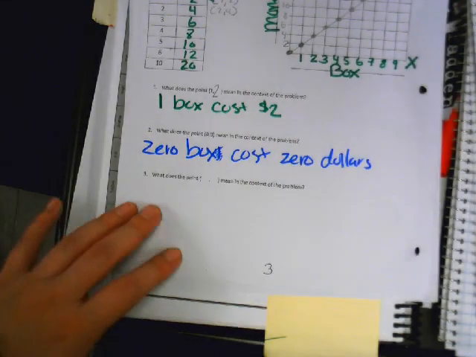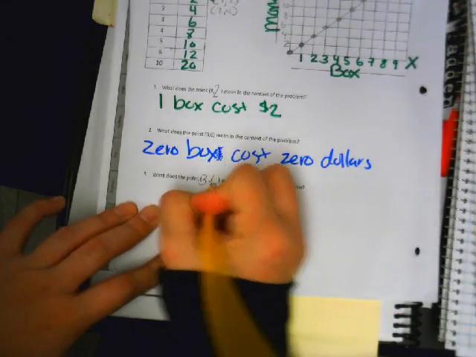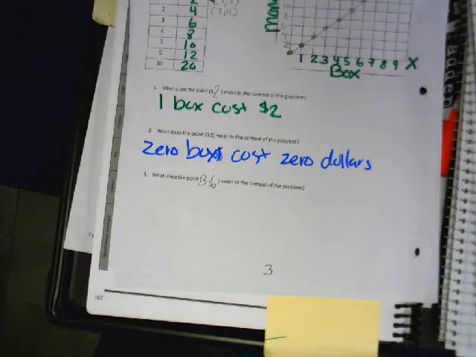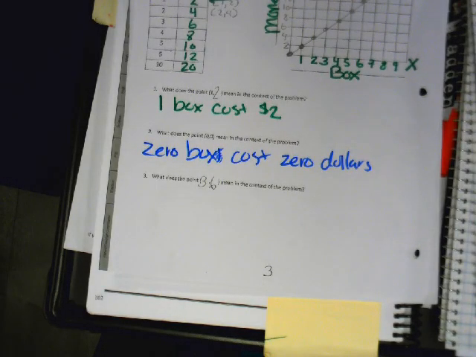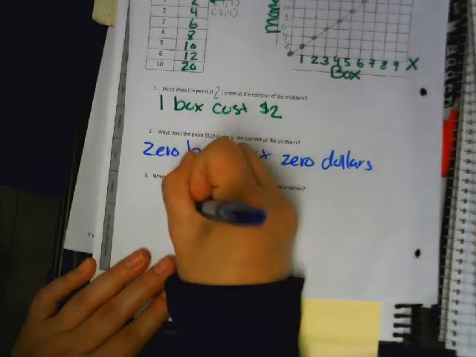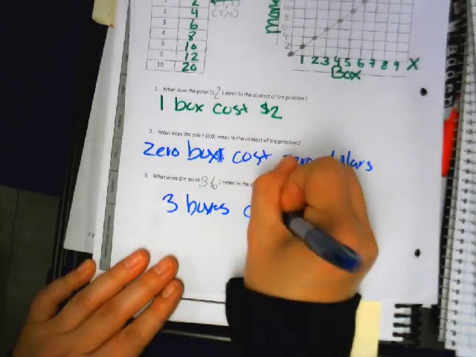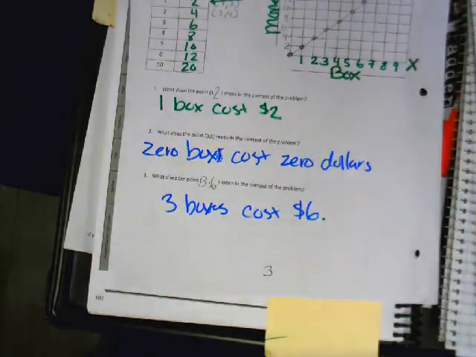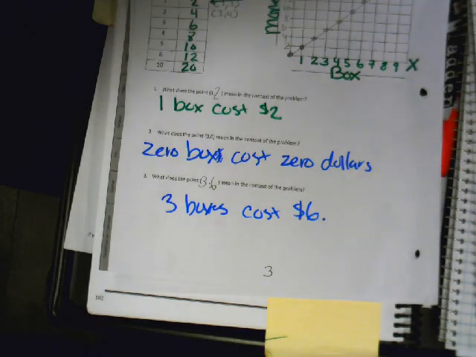Okay, what does the point, let's say, 3, 6, mean in the context of the problem? Told you it was easy. 3 boxes cost $6. As easy as that might seem, as like, Miss Amelia, why are you asking me such simple questions? That's what they ask you. It's pretty easy. Are we okay? All right. To the next page.